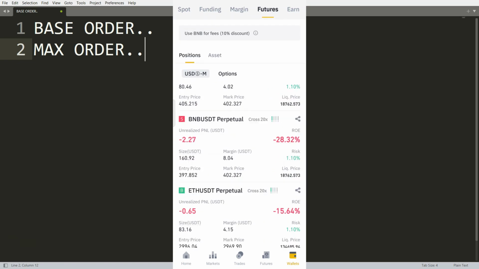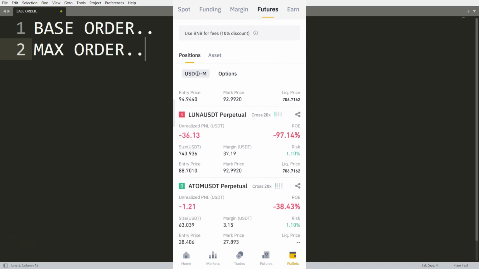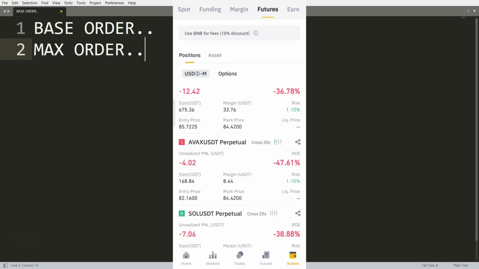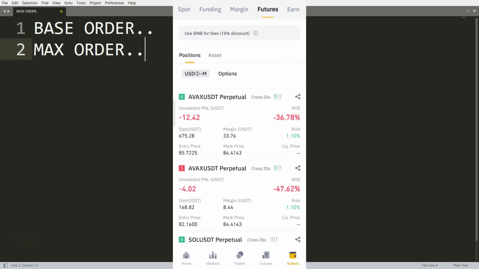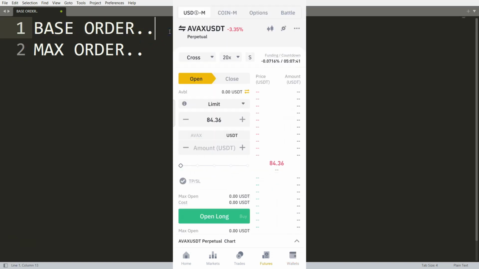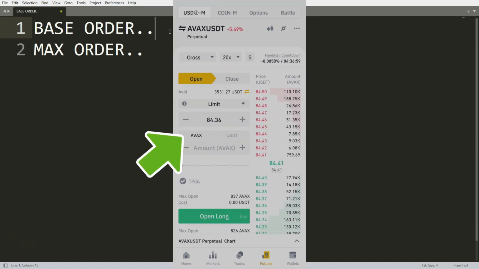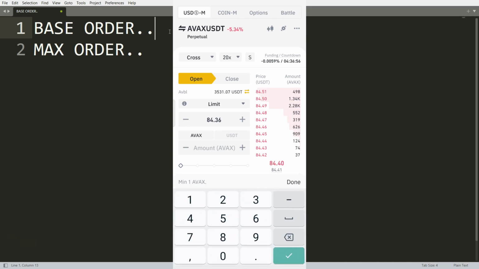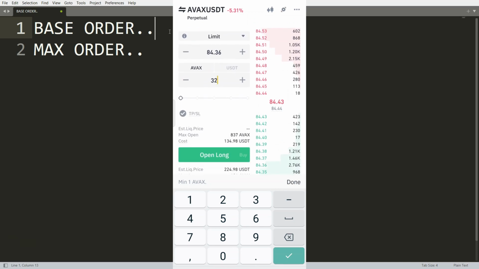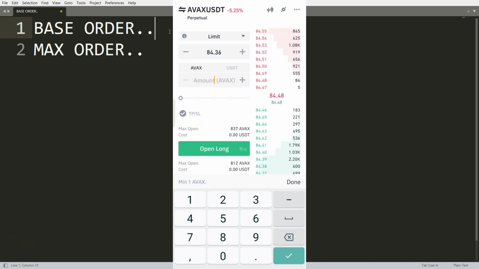And if I show you the AVAX, where is the AVAX? So you can see the AVAX. Look at the margin, guys. This is the first order, already $8. You can see the base order is very, very big. And if I show you here, look at the AVAX. If I use the contract, just now it was 32 AVAX, right? You can see how much 32 AVAX is, $134 guys, which is huge. And 64 is $269.